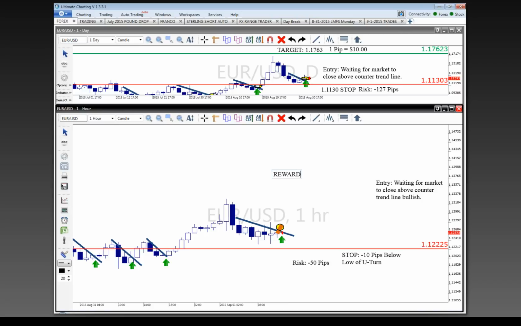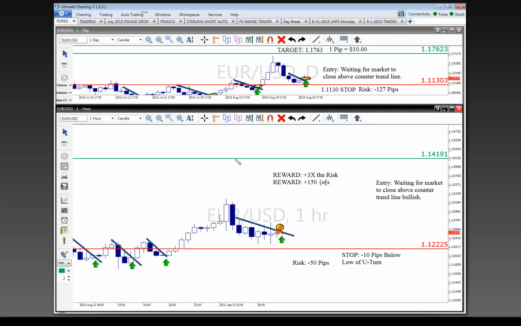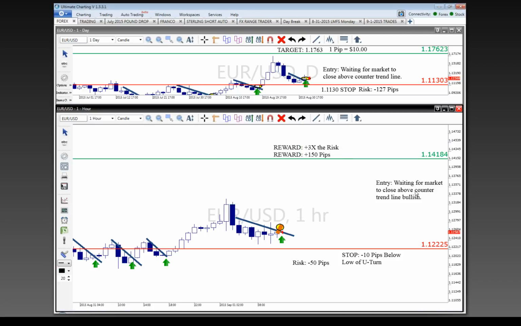And so our reward will be 3 times the risk. So the reward will be 150 pips. And so if we get this trade, we're looking at about 1418 for reward. Well, look at that, 150 pips. Okay, go ahead and type in done, D-O-N-E, when you've copied this down.